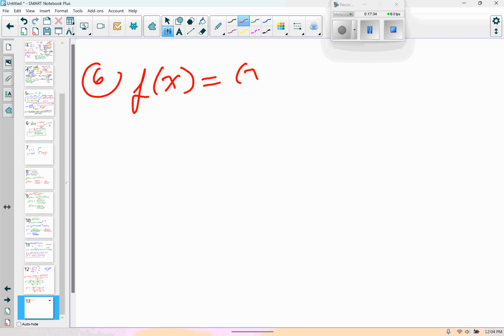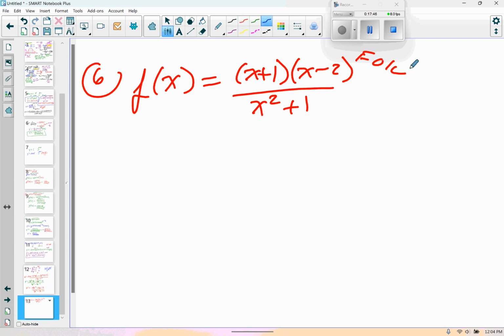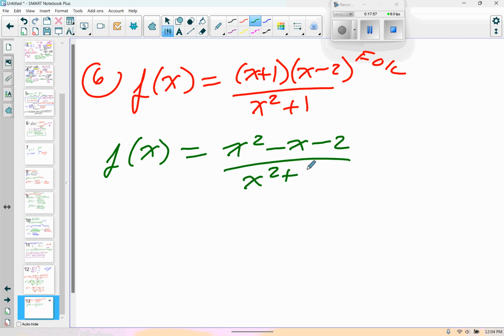I really can't remember that rule. It's been too many years. All right, so we came across this. The problem is it's a product rule and a quotient rule all in one. I would FOIL this just to make it a quotient rule. So I'm going to get x squared minus x minus 2 over x squared plus 1.